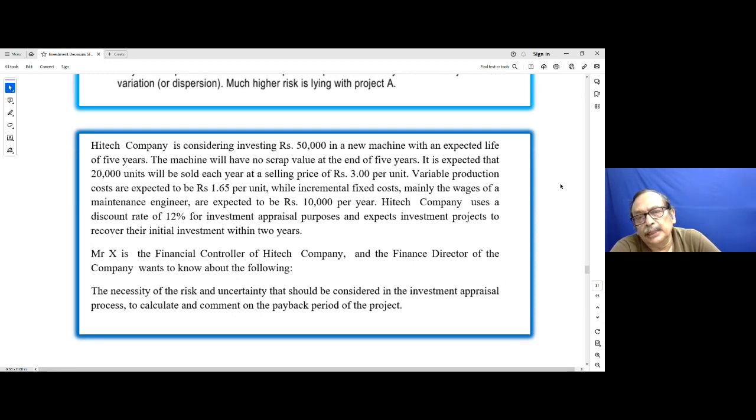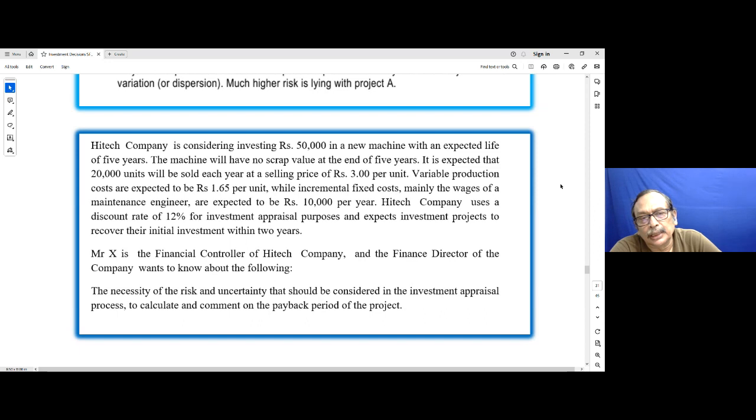High-tech company is considering investing rupees 50,000 in a new machine with an expected life of 5 years. The machine will have no scrap value at the end of 5 years. It is expected that 20,000 units will be sold each year at a selling price of rupees 3 per unit.